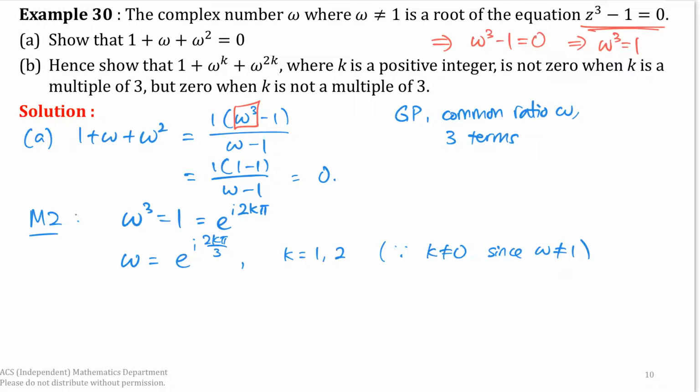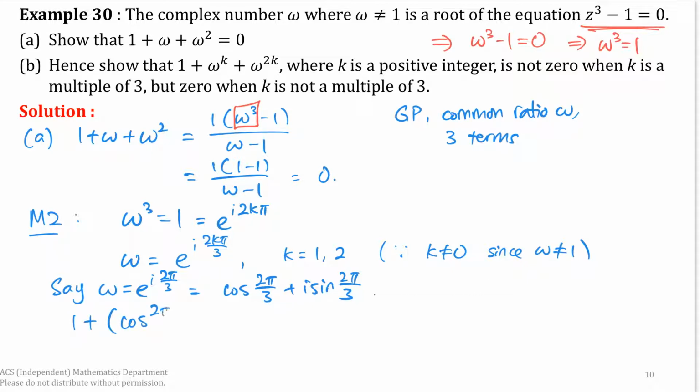So say omega equals e to the power of i 2 pi over 3, which is cos 2 pi over 3 plus i sine 2 pi over 3. Then what is 1 plus that? You kind of have to whack it out, do it out and figure out what this expression is, 1 plus omega plus omega square. So work it out and show that it's equal to 0. Now, I personally prefer the first method, but if you think the second method is better for you, please go ahead and learn it.